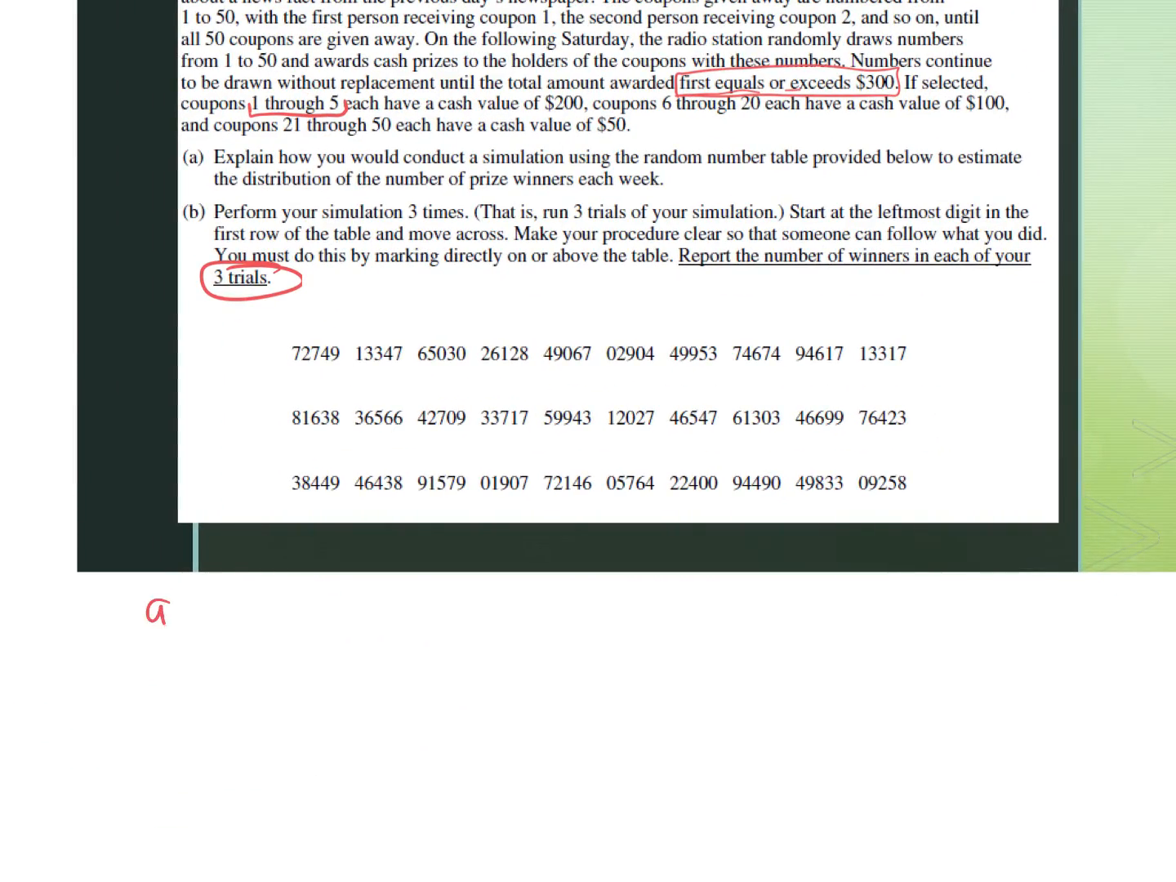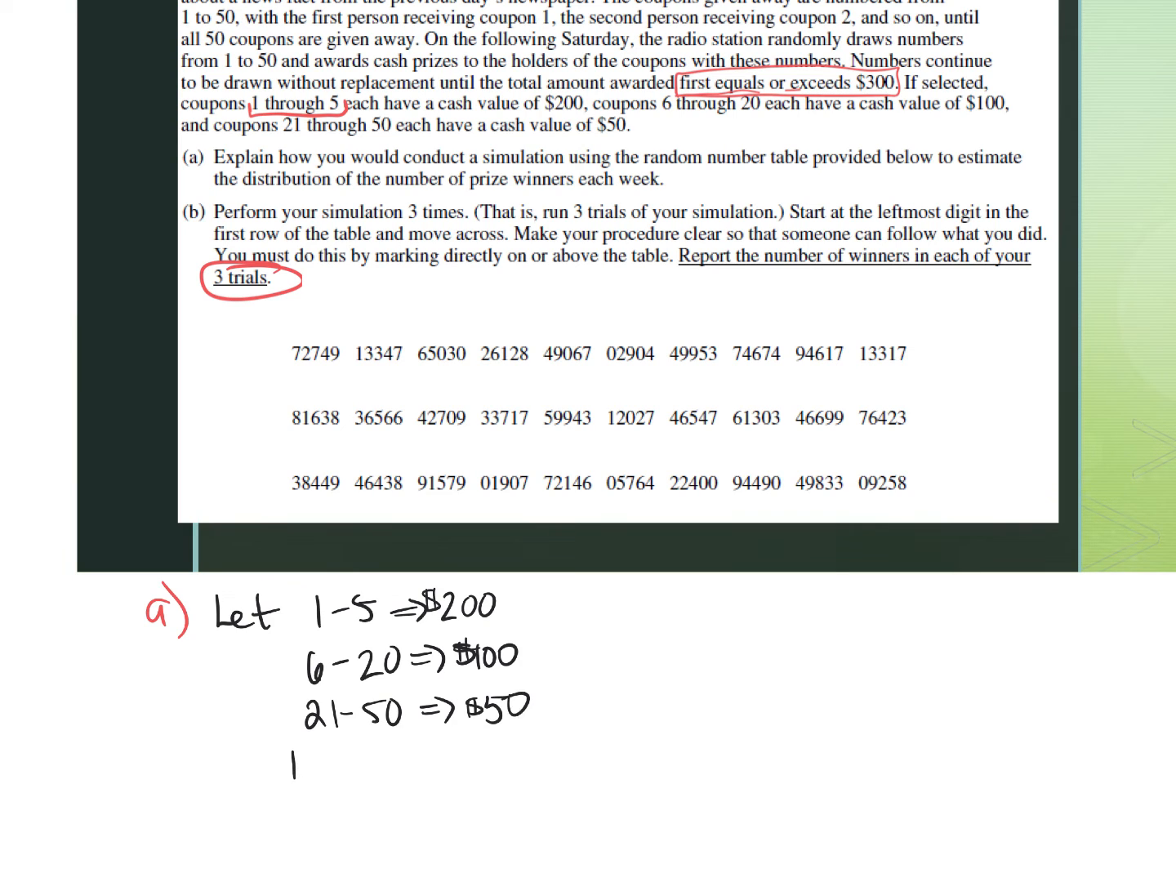So the first thing we're going to do for part A is we're going to let 1 through 5 be a $200 winner. We're going to let 6 through 20 be $100. And 21 to 50 be $50. And we're going to ignore 0 and then 51 to 99.